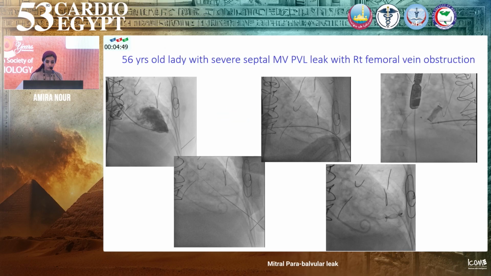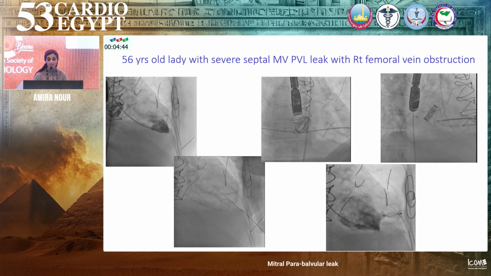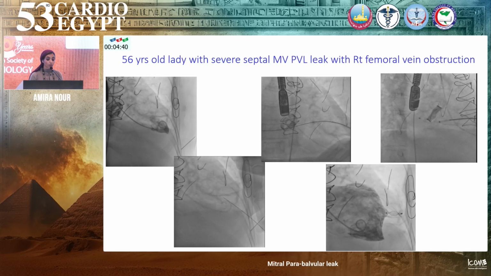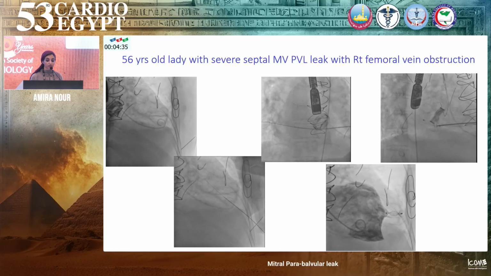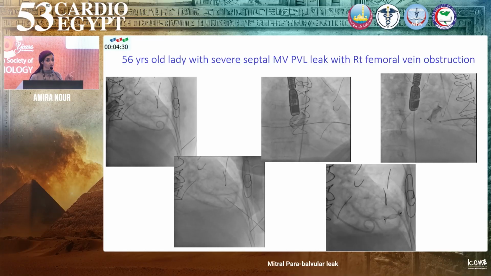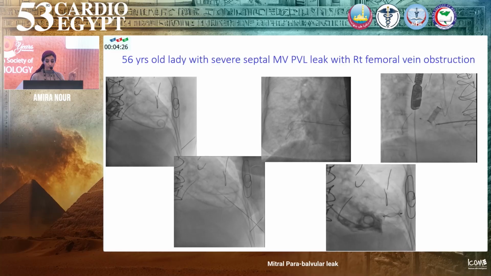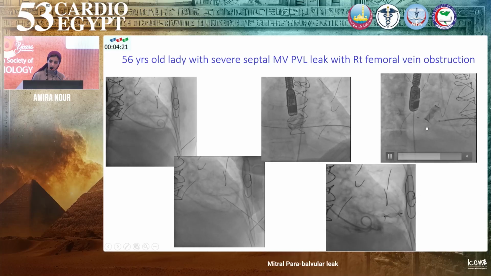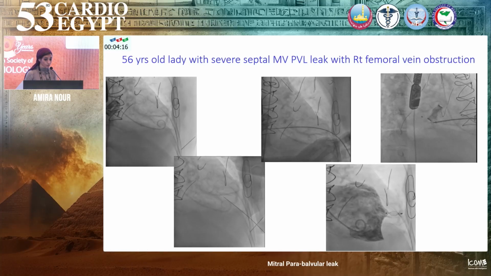We will rapidly go through some out-of-the-box cases from our cath lab. This was a 56-year-old lady with a severe septal mitral paravalvular leak, who had a right femoral vein obstruction. We decided to proceed with the transapical approach, doing left ventricular angiography, then using the Seldinger needle to puncture through the intercostal space, passing the wire, then the Trauma wire, and then the stiff wire up to the pulmonary vein. Closing here, we can see that the defect was closed with a Conar device, but the only disadvantage is that you have to use another device to close the apical defect.